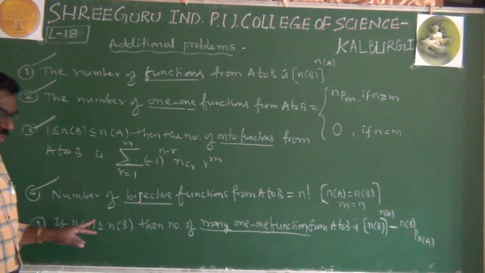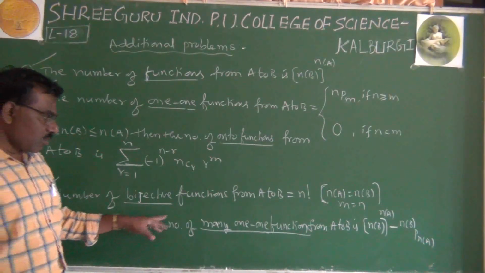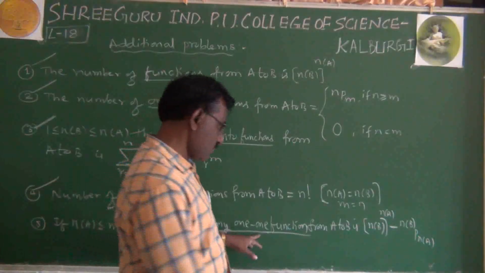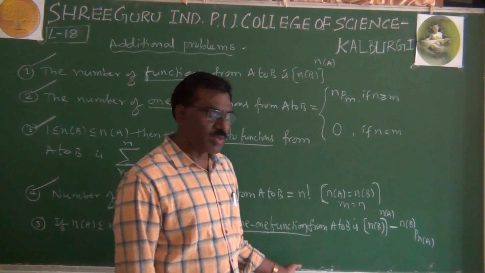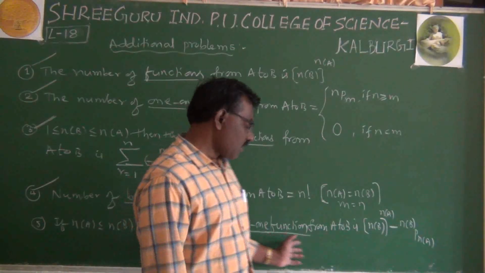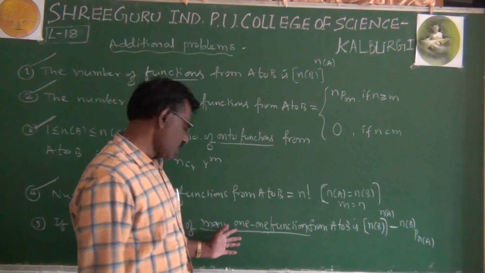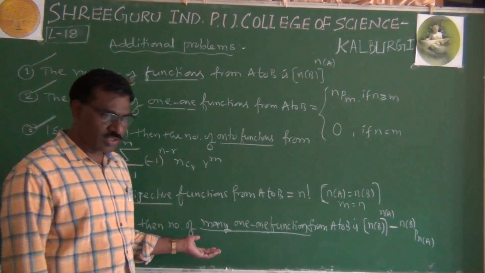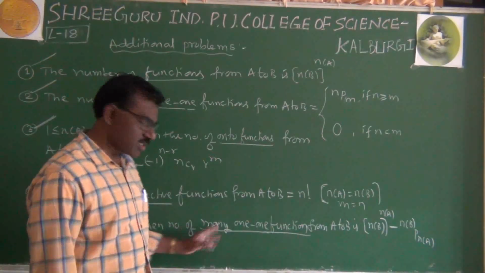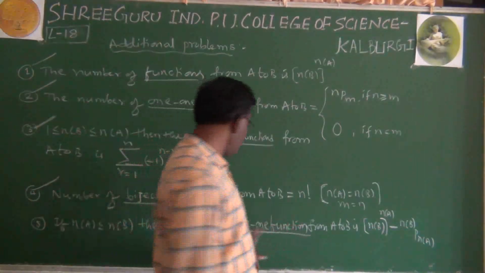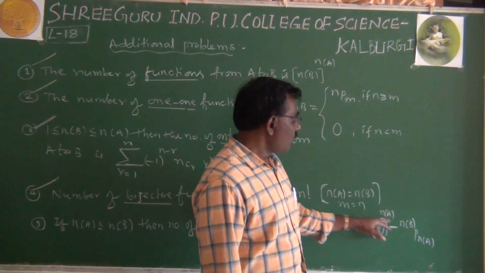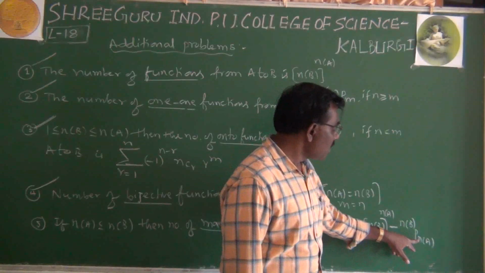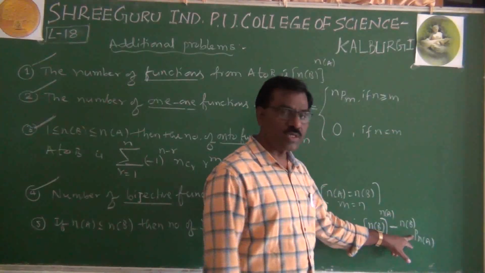If n of A is greater than n of B, the number of many-one functions from A to B. So in JEE, this question is maybe possible there. In the textbook, many-one function is not there, it's just an extra point. The number of many-one functions from A to B is n of B whole raised to n of A minus n of B P n of A. It is a permutation n of A.